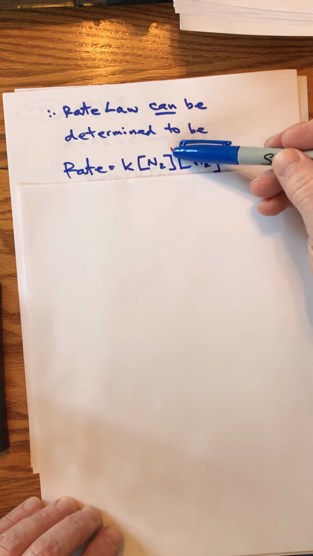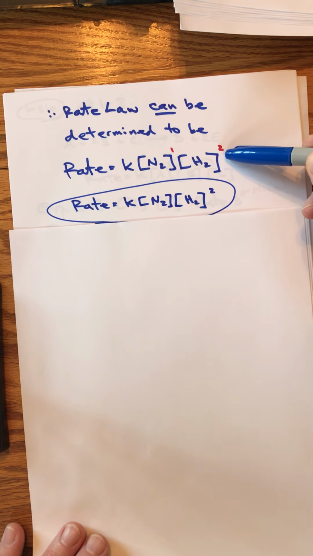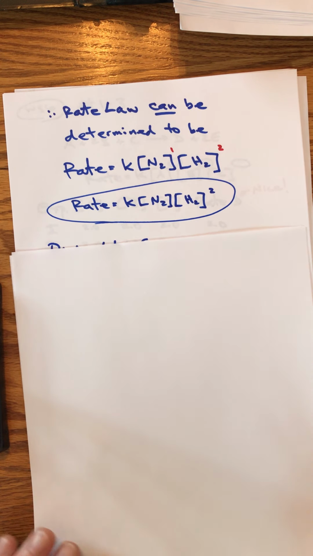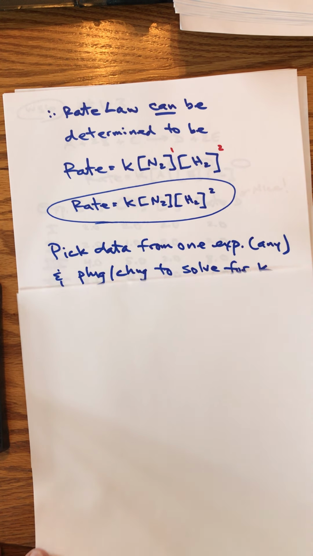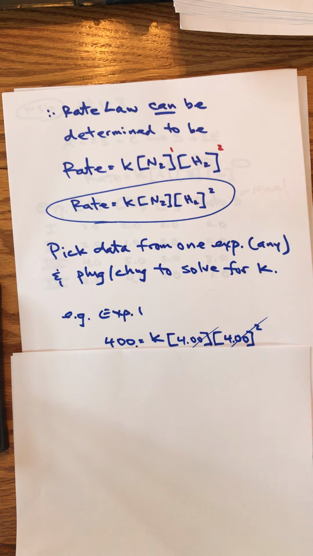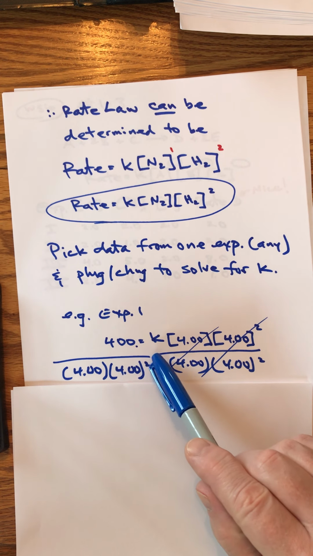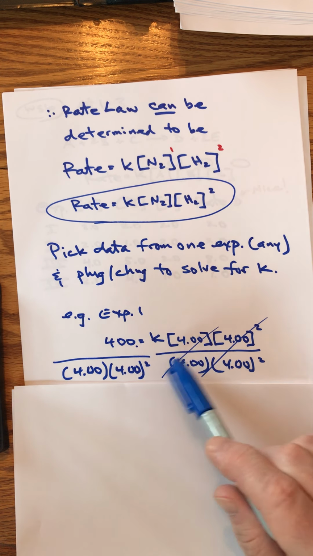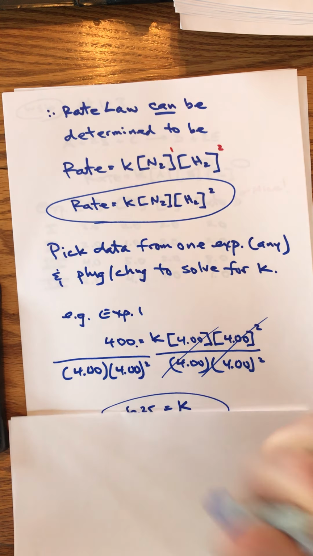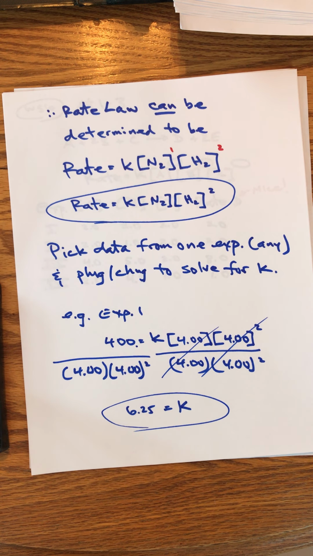So you can determine the rate law. Nitrogen is first order, hydrogen is second order. There's my rate law equation. Go back to your data, plug and chug, pick any of the experiments, and solve it for K. I went to experiment 1. I said 400 is K times 4.0 to the first power times 4.00 to the second power, divided out, and I got K of 6.25.